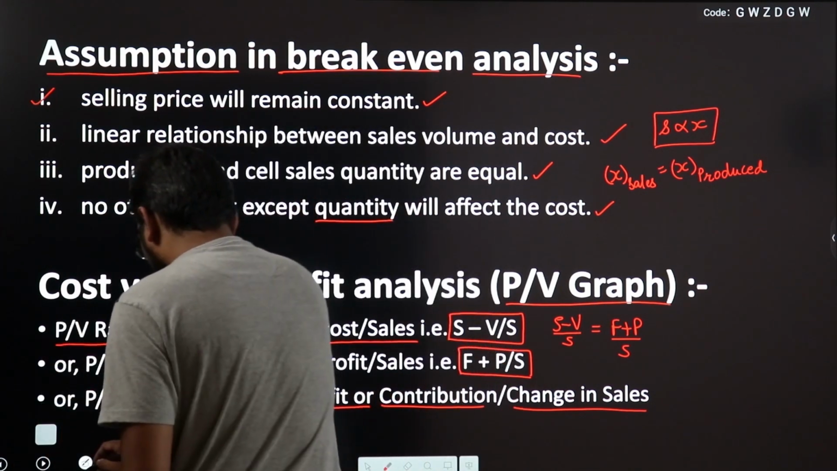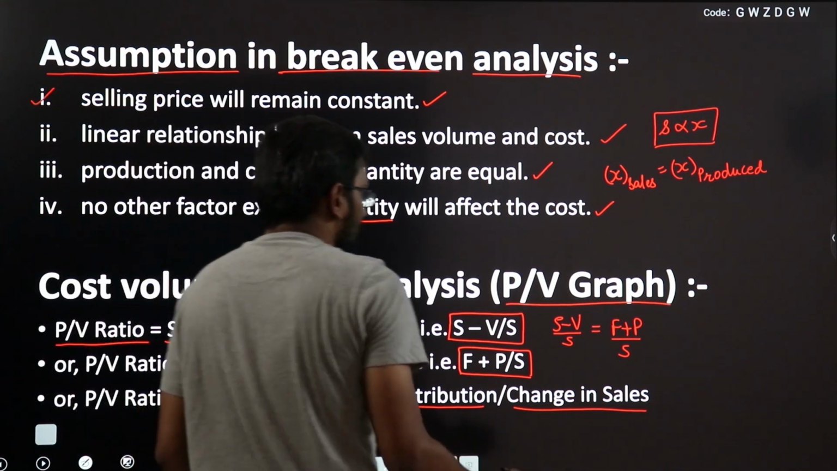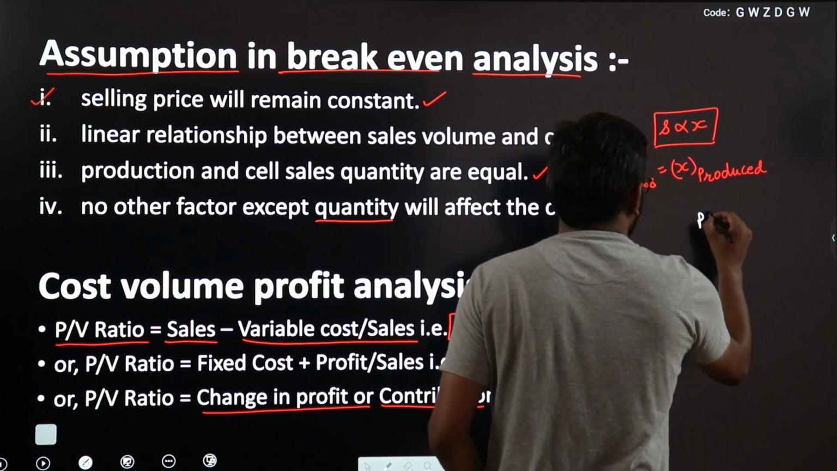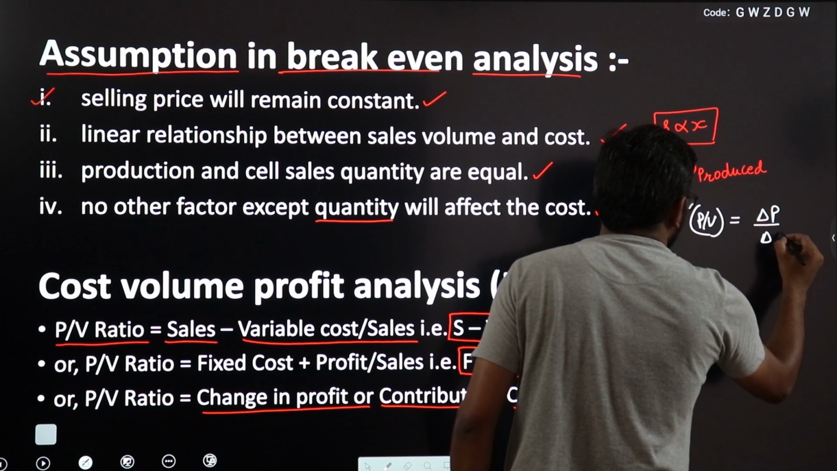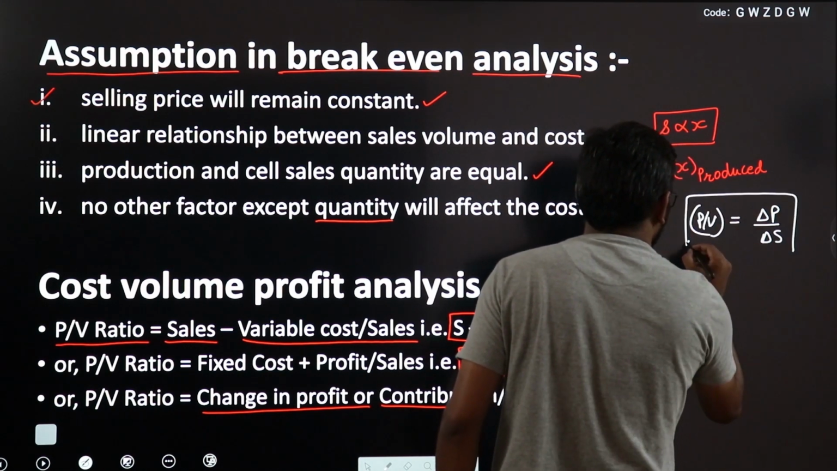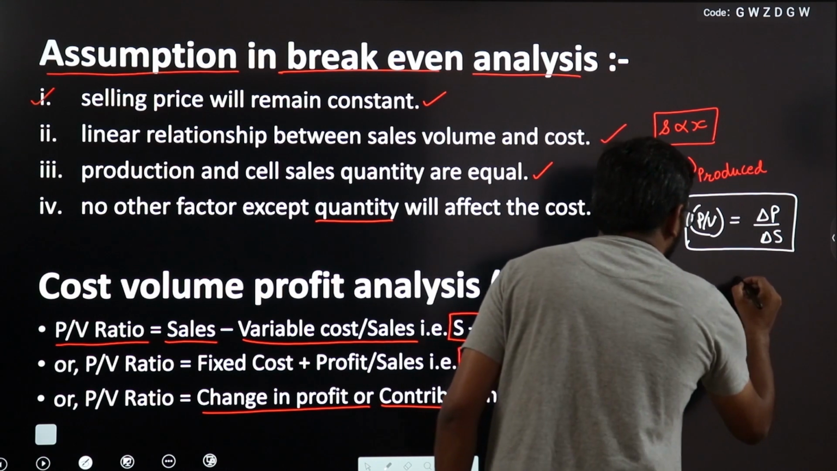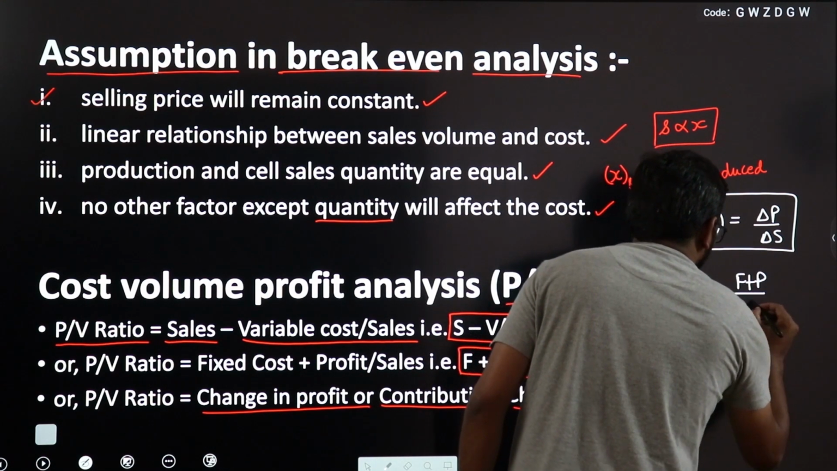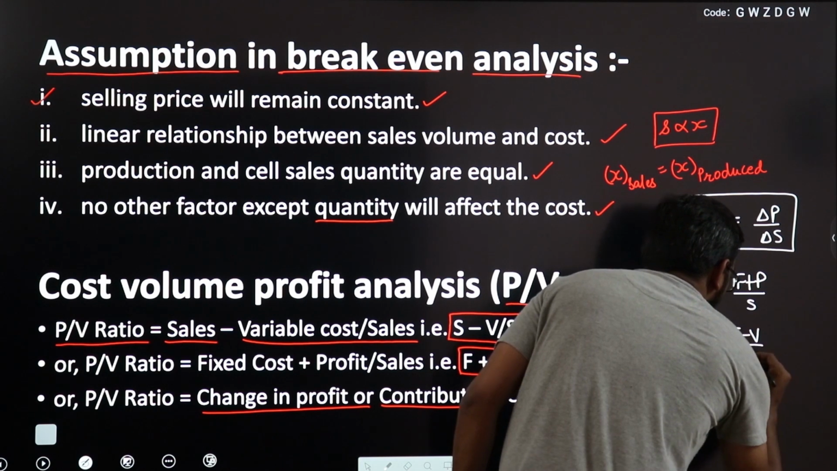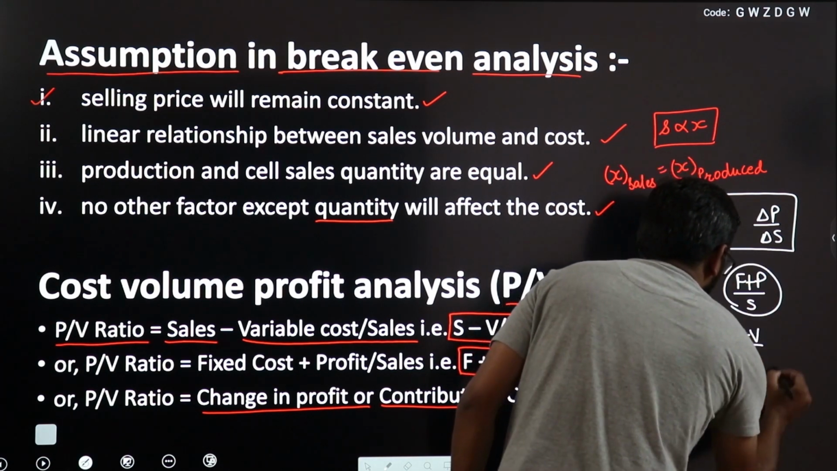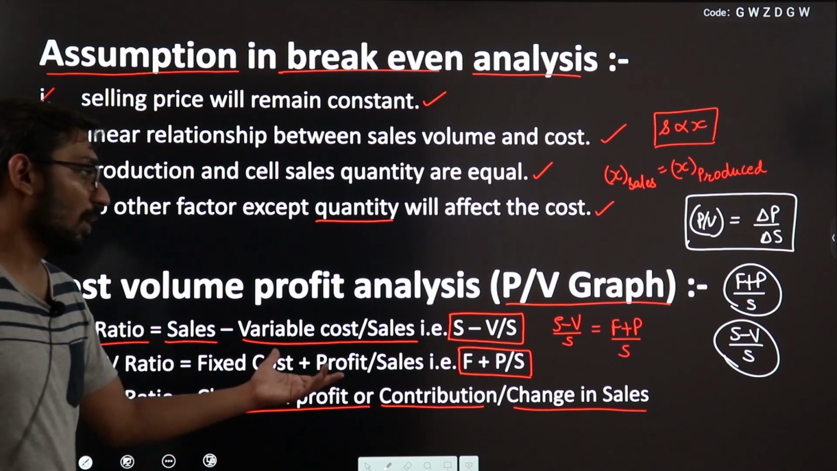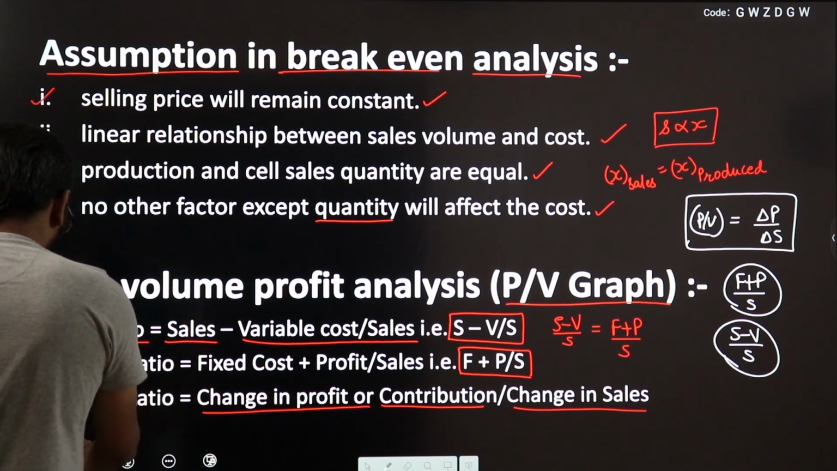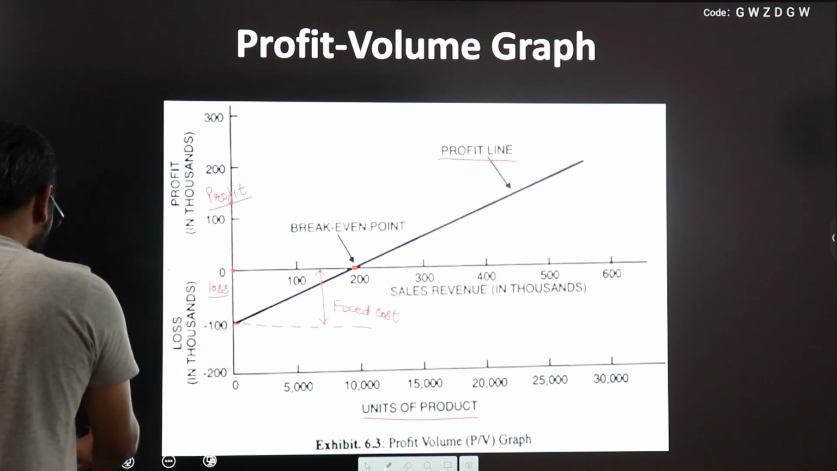So I can say from here that PV ratio will be equal to change in profit divided by change in sales, and the two other formulas are F plus P divided by S, or S minus V divided by S. These are the profit volume ratio. You may find in the question that they ask what will be the profit volume ratio. So with the help of this diagram, you will be able to calculate the profit volume ratio, and this is the profit volume graph, right?